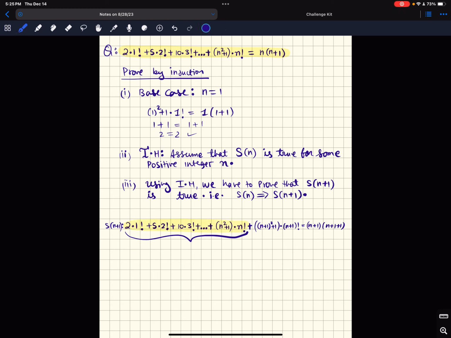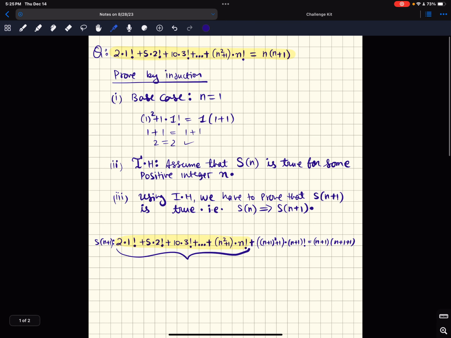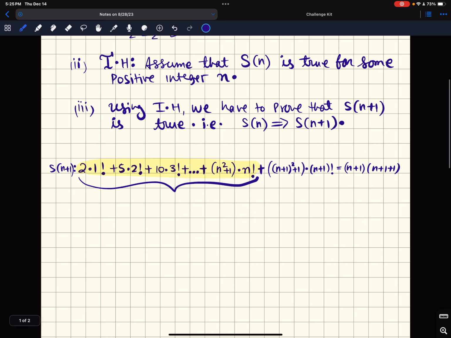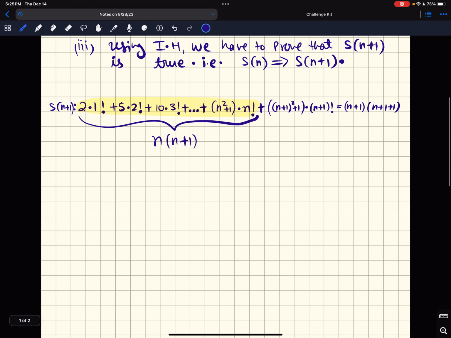And what is that equal to? That's equal to n times n plus 1, right? Based on here, it's equal to n times n plus 1. So we could say that, hey, this is just n times n plus 1, right? And then rewrite it, right?